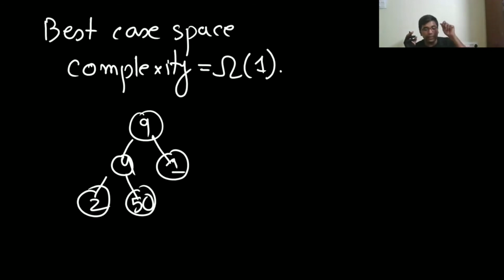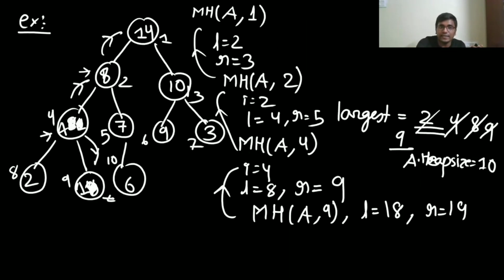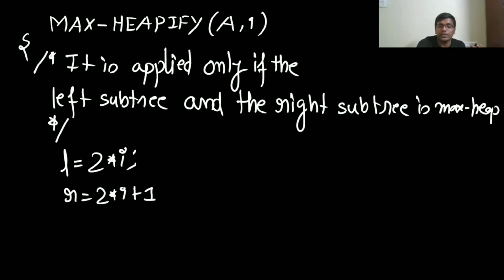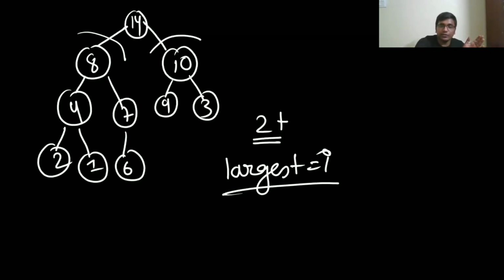You should know that max-heapify is a function which is going to create a max heap if the left subtree and the right subtree are max heaps. It is applied only if the left subtree and right subtree are max heaps, then only. Hope it is clear to everyone.